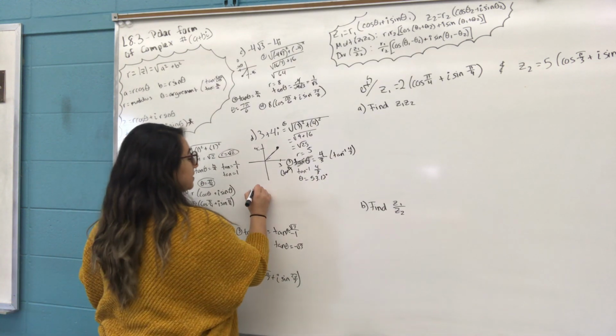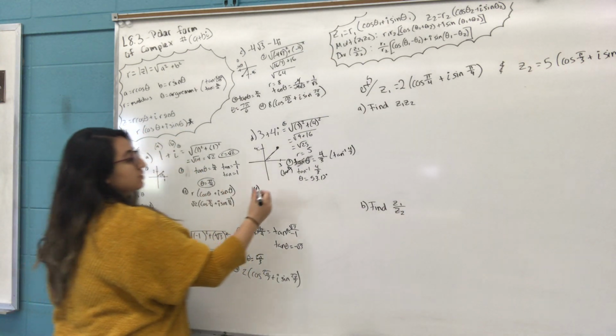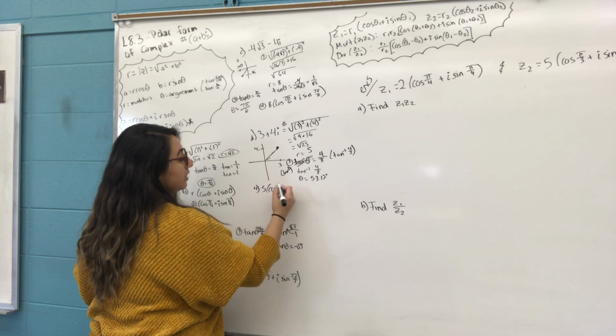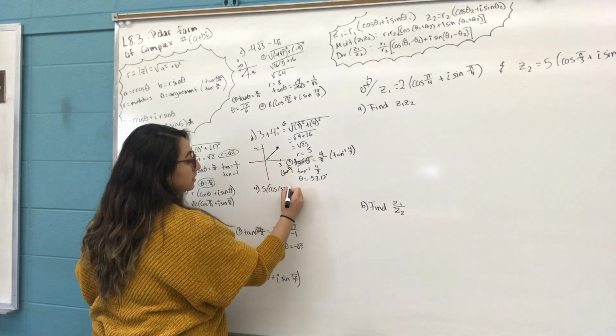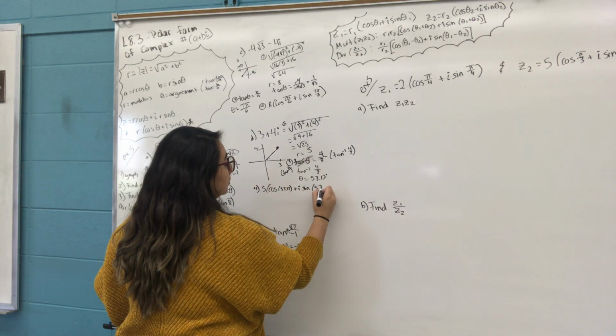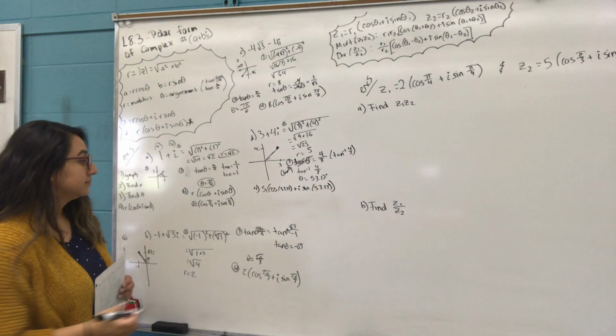And now the last step is to go ahead and put it in polar form. So r is 5 times the cosine of our angle. Now our angle is 53.13 plus i sine of your angle, which is 53.13, and that's your answer.